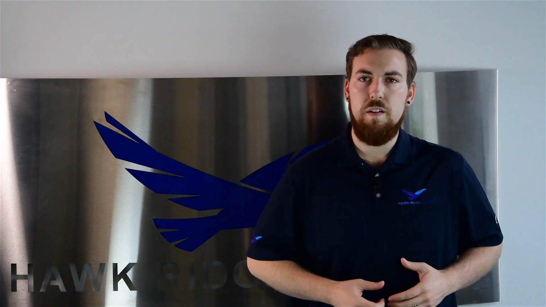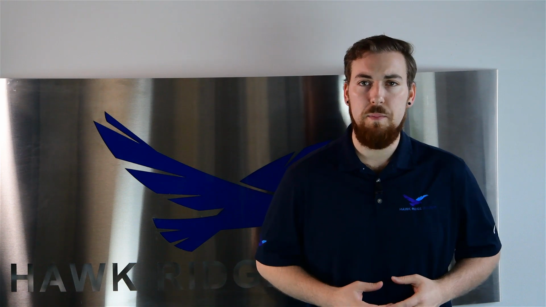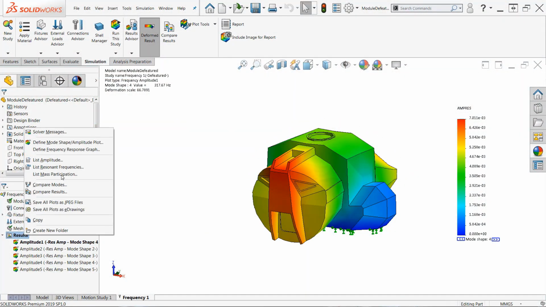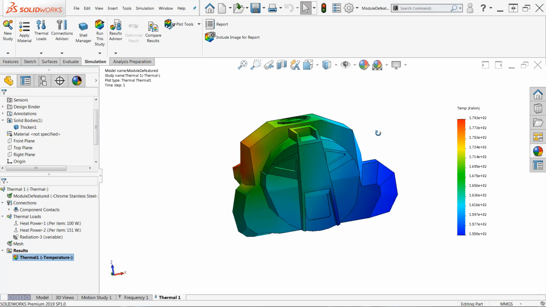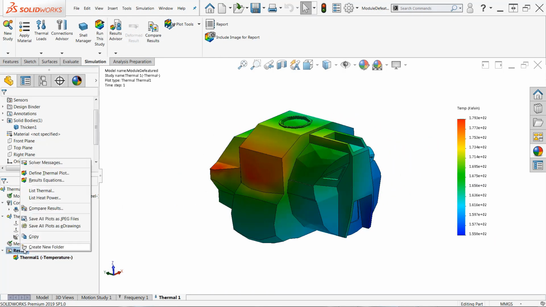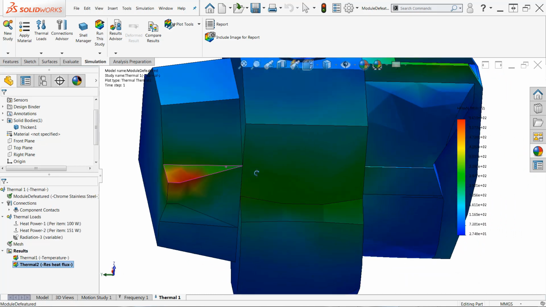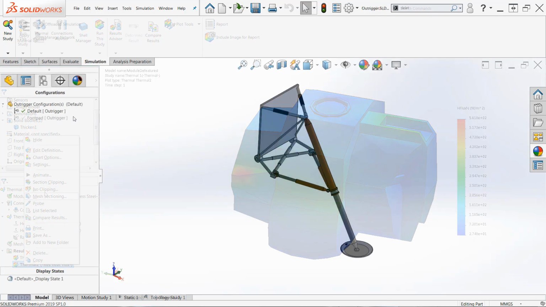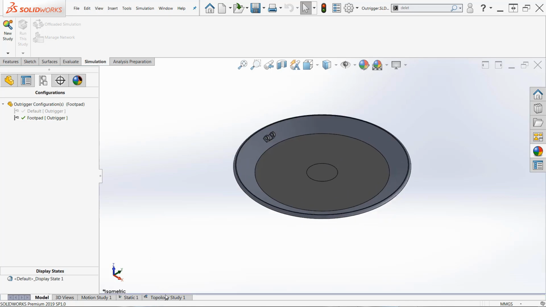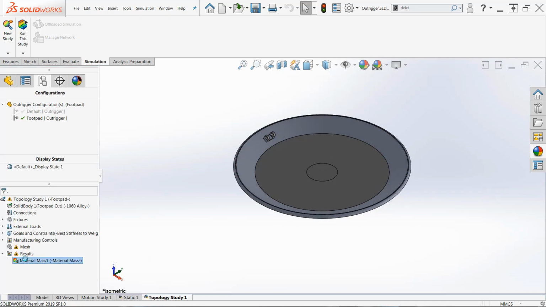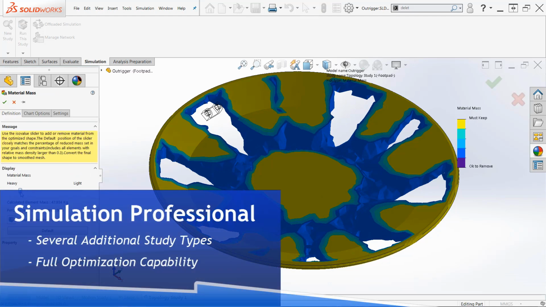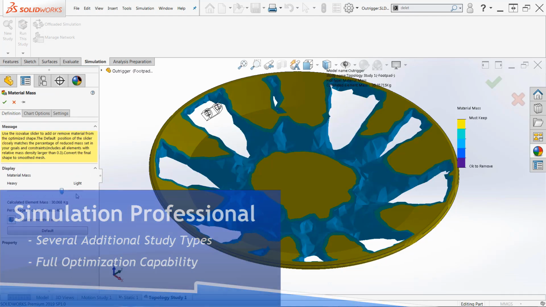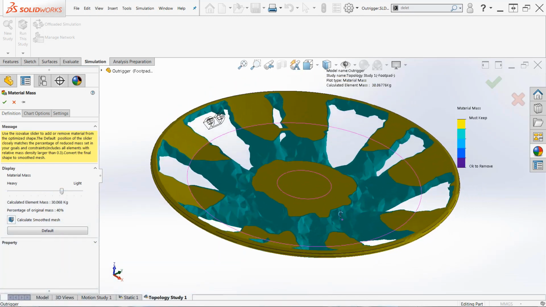To thoroughly vet the quality and safety of our lander, Simulation Professional introduces several additional study types. A frequency test can help us avoid resonance and excessive vibration when operating the lander. If the efficacy of heat shielding is a concern, perhaps a thermal study can put our minds at ease. In addition to several other study types, Simulation Professional also introduces two modes of design optimization for faster, lighter, and stronger designs that meet your requirements. Naturally, all the tools available in Simulation Standard are also included in Simulation Professional.